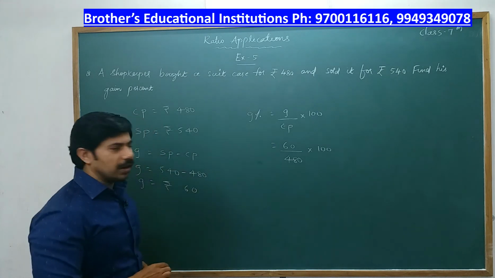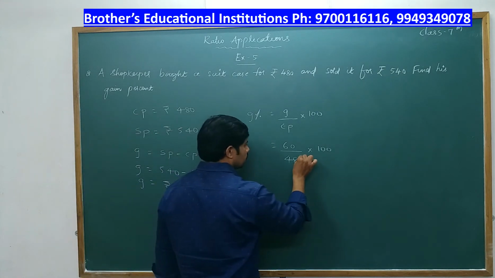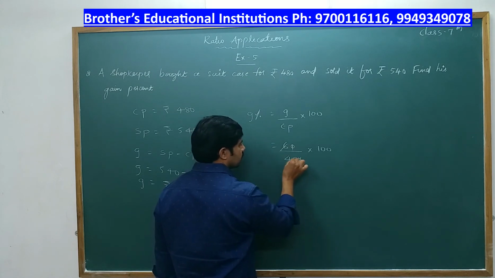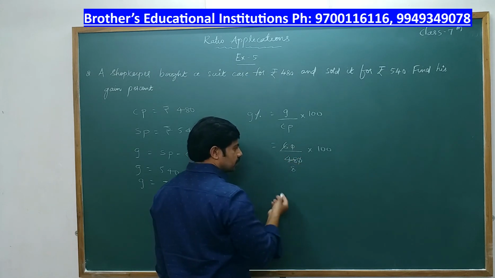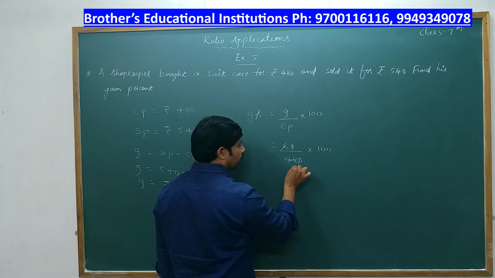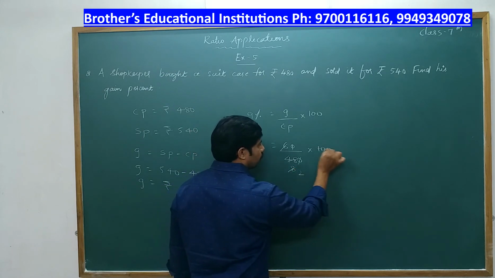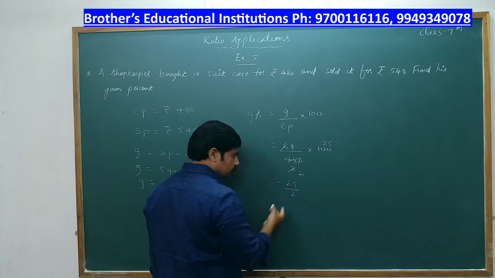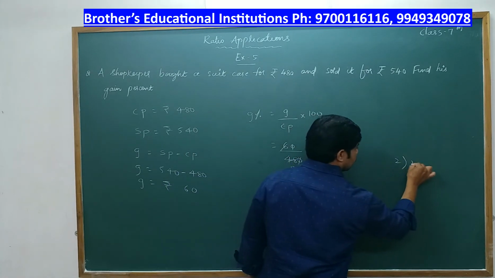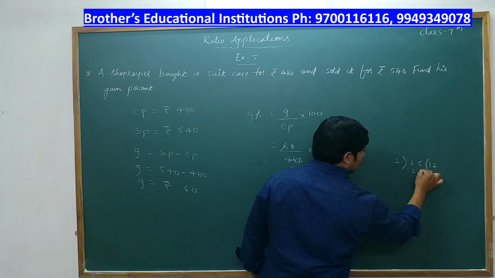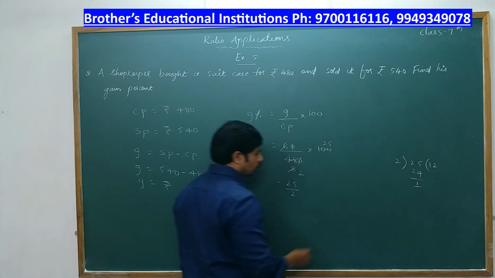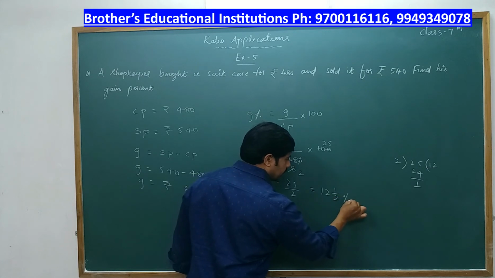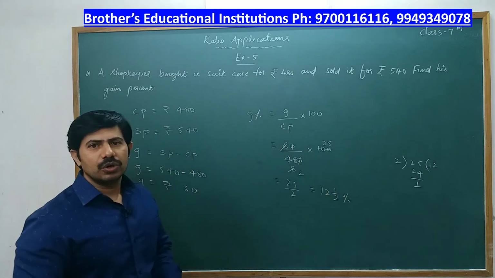So now we'll calculate this. 0, 0 can cancel. 6 ones are 6, 8s are... Still we can cancel this. 4 2s are 8, 4 25s are... So we are getting 25 by 2. If you divide this, 2 12s are 24, remainder 1. So it is 12 1 by 2%. So what is the gain percent? It is 12 1 by 2%.